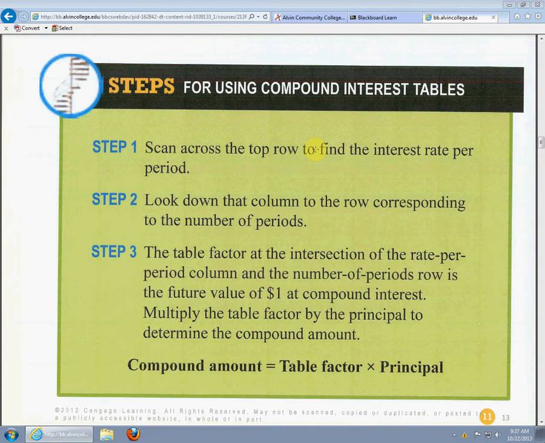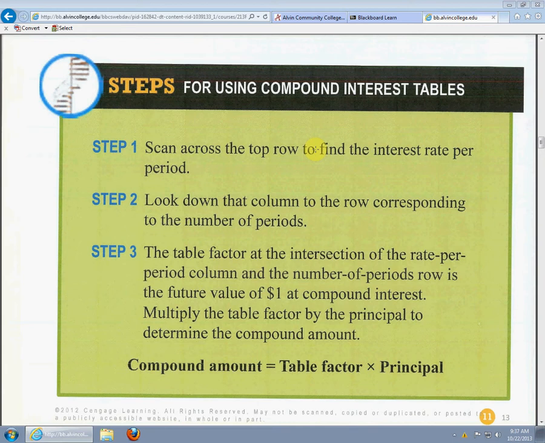And so we will still have to find the table factor, the compound future value, by taking the table factor times the principal. But we'll need to know the compounding periods, the years times the periods per year. And then the interest rate is the nominal rate divided by the periods per year, where the nominal rate is the same as the annual rate. Okay.